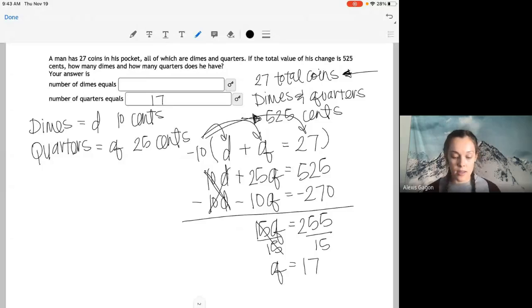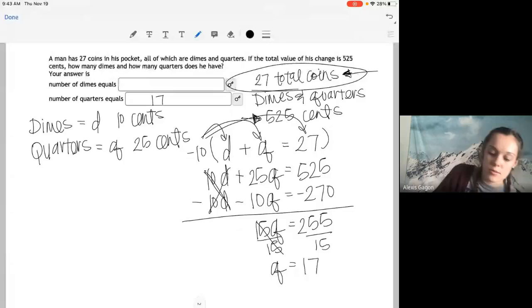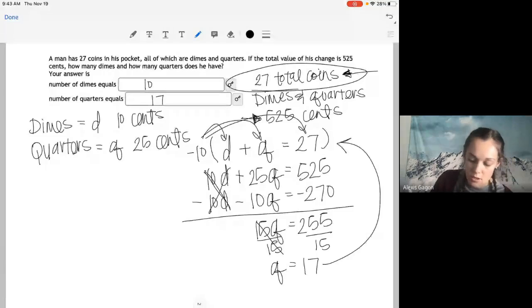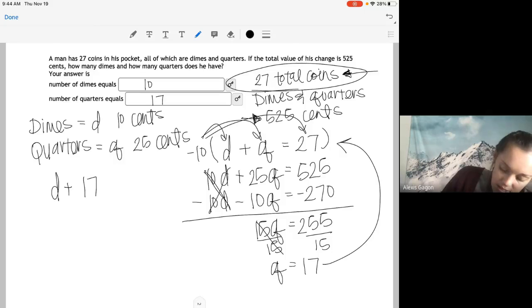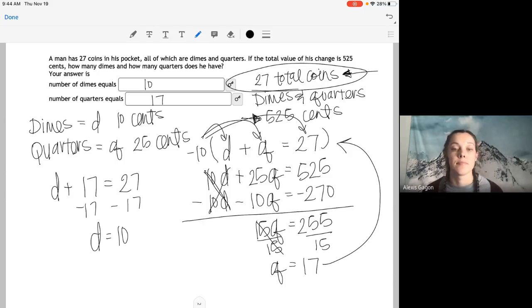And then you can probably do this next part in your head. If we had 27 coins total, and we know 17 of those are quarters, that means the other 10 of those must be dimes. Or if we need to use the equation, that's fine. We could just plug this back into either one of these. I'm going to use the top one, it's a little bit easier, because then we have dimes plus the 17 quarters is 27. So we could just subtract that 17, which means we have 10 dimes. Any questions with that?